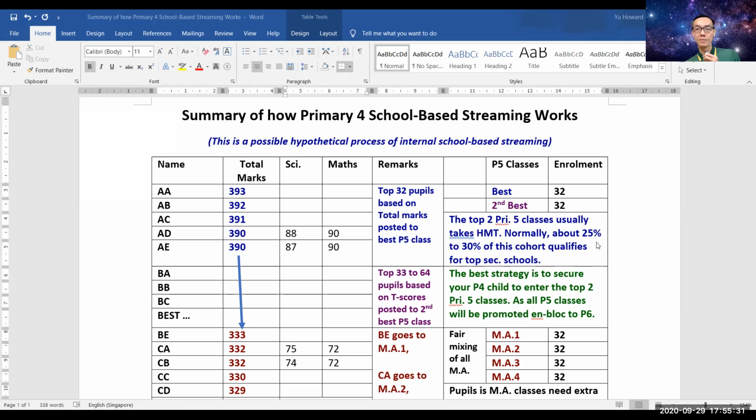Normally, from statistics and analysis, 25% to 30% of this cohort qualifies for top secondary schools. What do I mean by top secondary schools? Top secondary schools are generally those schools where, currently based on the PSLE system of ranking, students score 250 and above in the total aggregates. But from 2021, there will be another banding, which I'll be sharing with you later in this video.